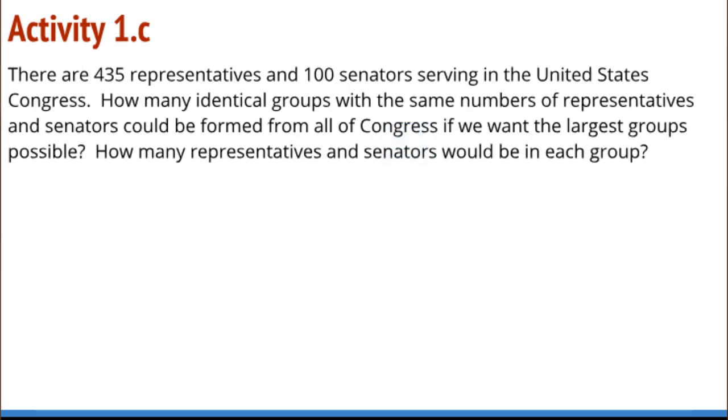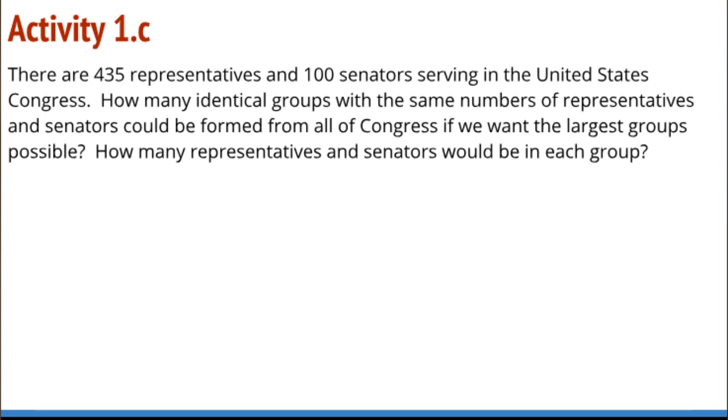All right, there are 435 representatives and 100 senators serving in the United States Congress. How many identical groups with the same number of representatives and senators could be formed from all of Congress if we want the largest group possible? How many representatives and senators would be in each group?